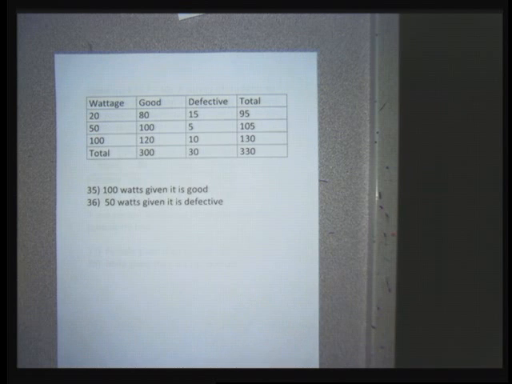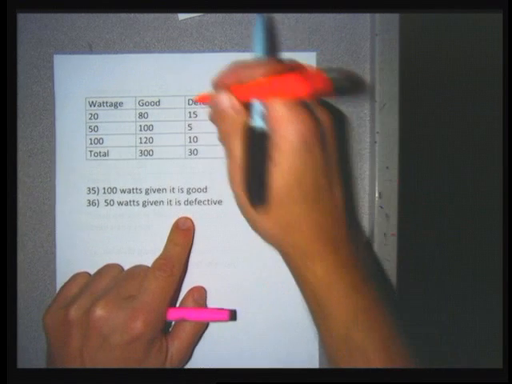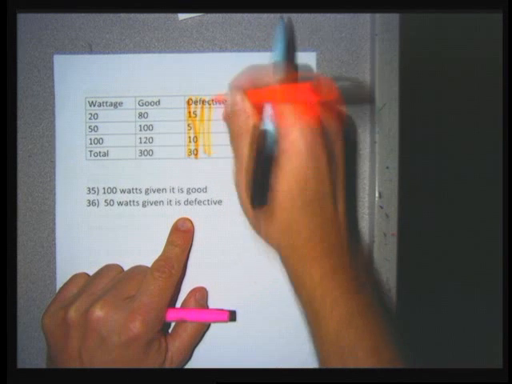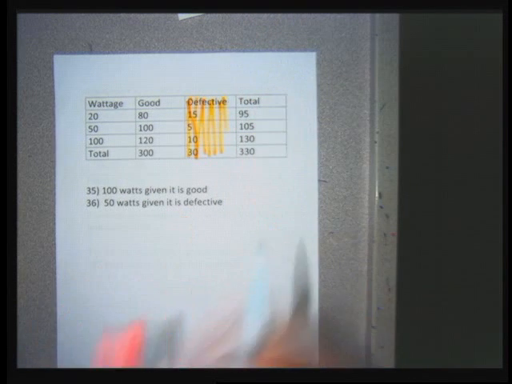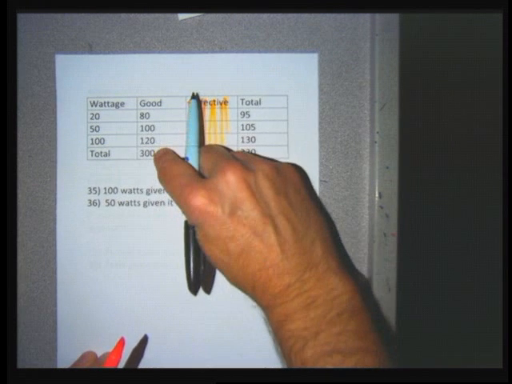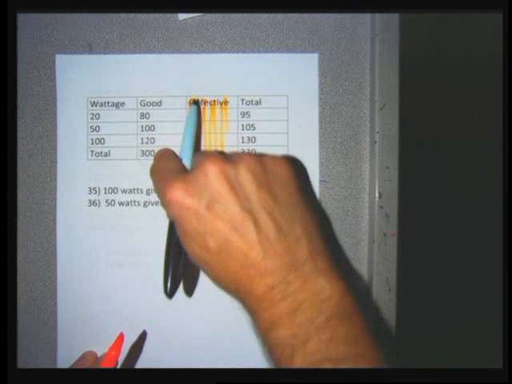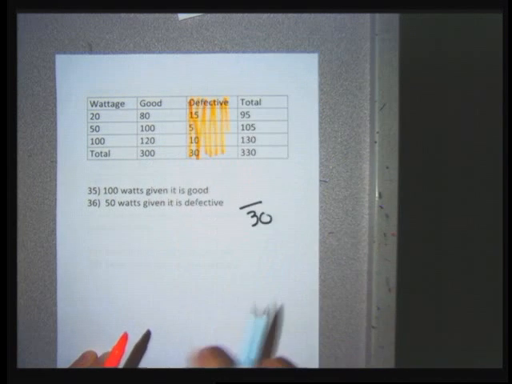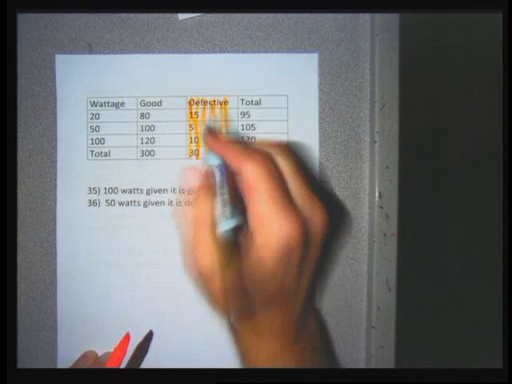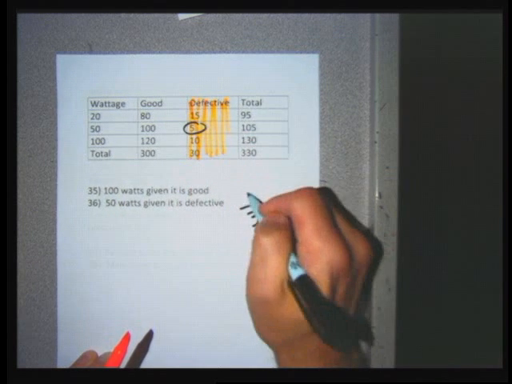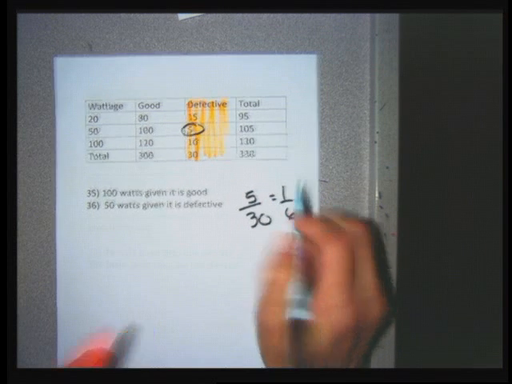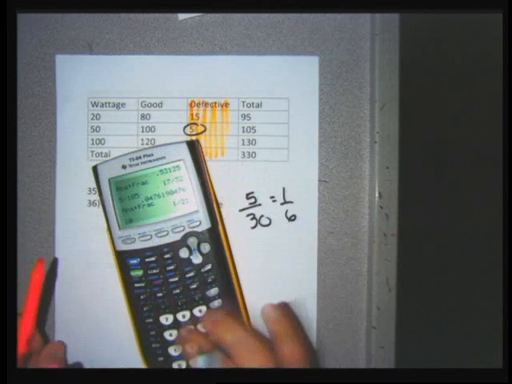For 36, I'm only looking at the defectives, because after the word given, I see defective. So I'm looking at those. In 36, my denominator is going to be 30. Your denominator is going to be 300, because it's given that it's good. Now within this, I need to find the ones that fit the criteria that they're 50 watts. There are 5 of them that were 50 watts, so I'm going to get 5 over 30. I think that reduces to 1 over 6.